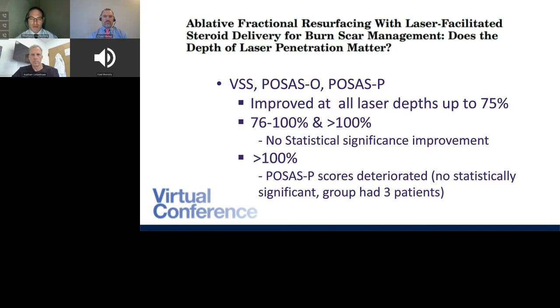So moving on, what other outcomes or points did they look at here? They looked at the Vancouver Scar Scale, the patient surgeon observer scales, and what they noticed is there were improvements at all laser depths up to 75%, where depths a little bit higher, again, no statistical significant improvement, and greater than 100% actually showed deterioration. So this kind of gets to the point we were talking about before. High energy used inappropriately can actually make the situation worse.